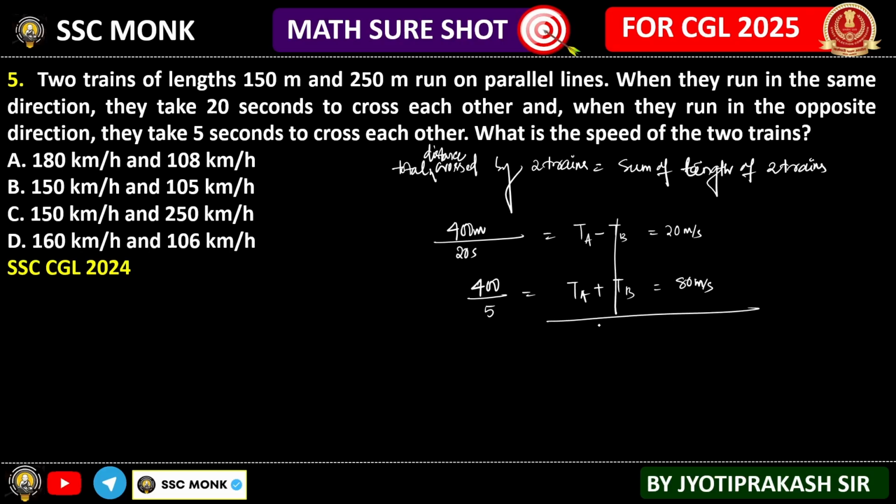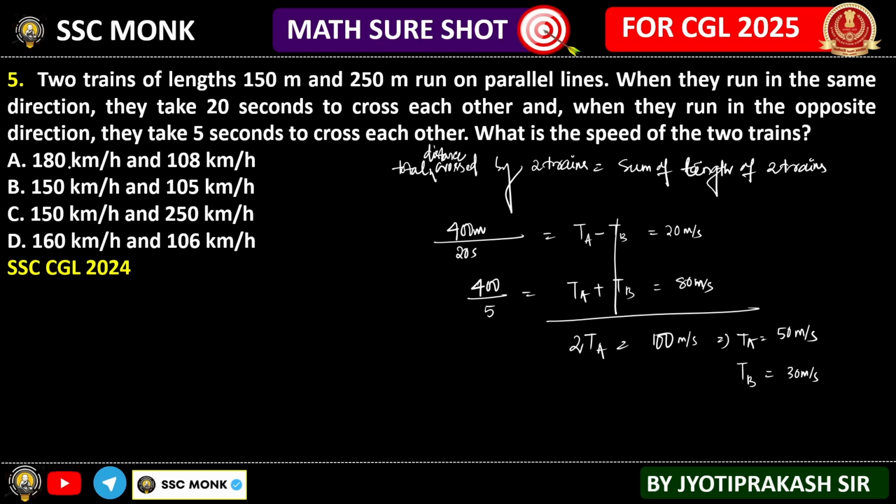If I add both, TB is gone. So 2 times speed of train A is equal to 100 meter per second. Speed of train A is equal to 50 meter per second. When speed of train A is 50 meter per second, speed of train B is equal to what? Sir, speed of train B is equal to 30 meter per second.